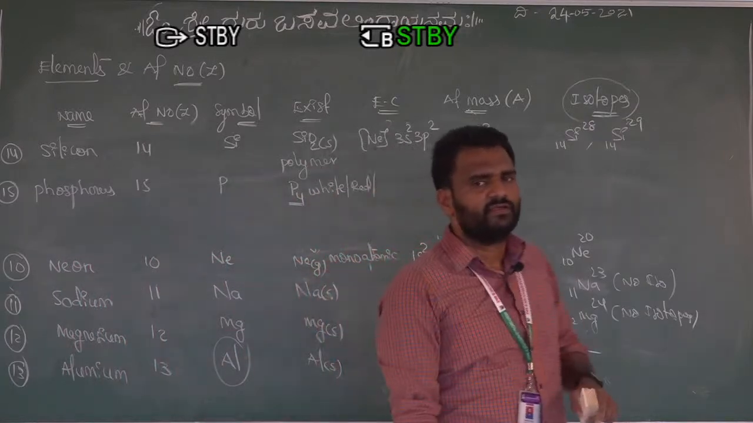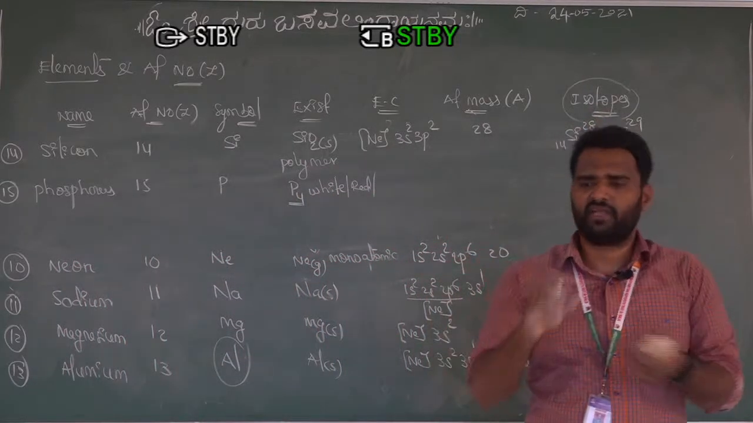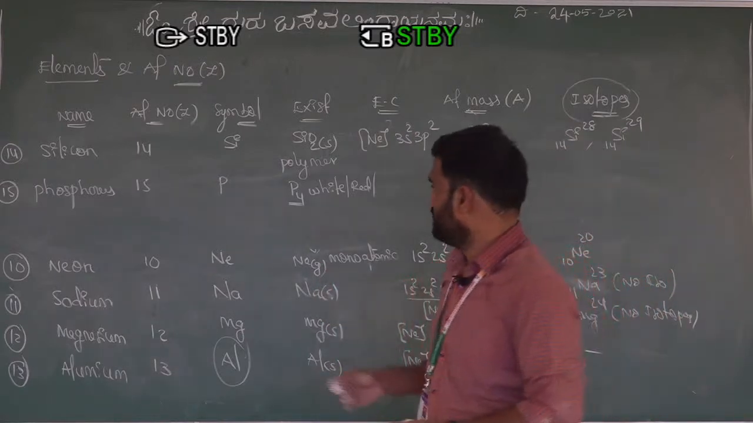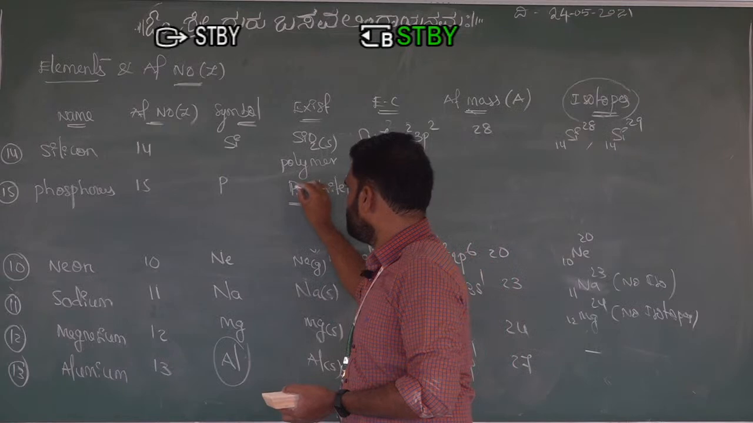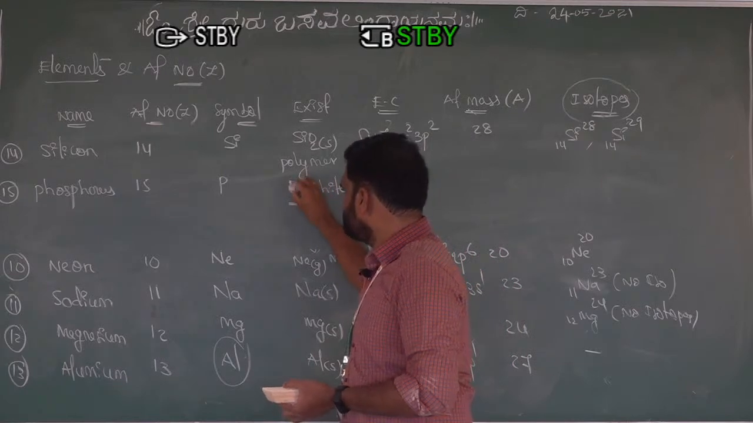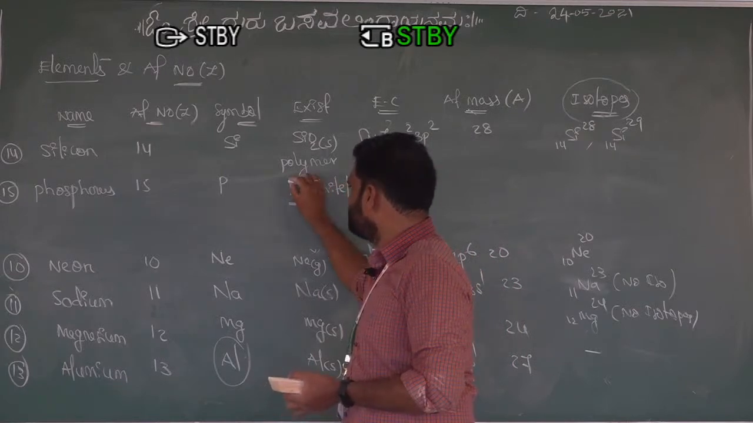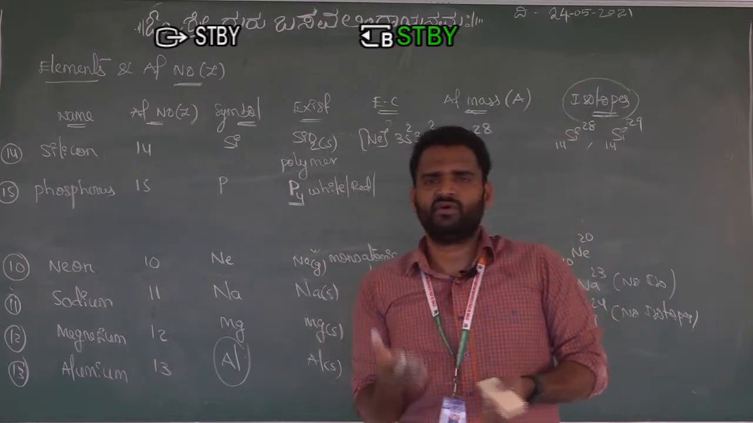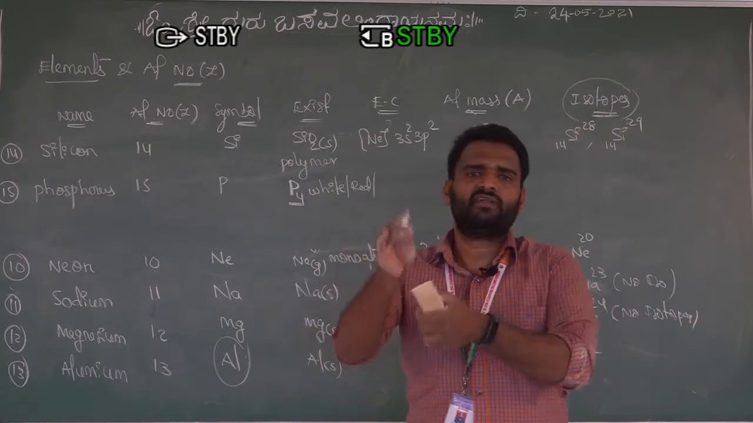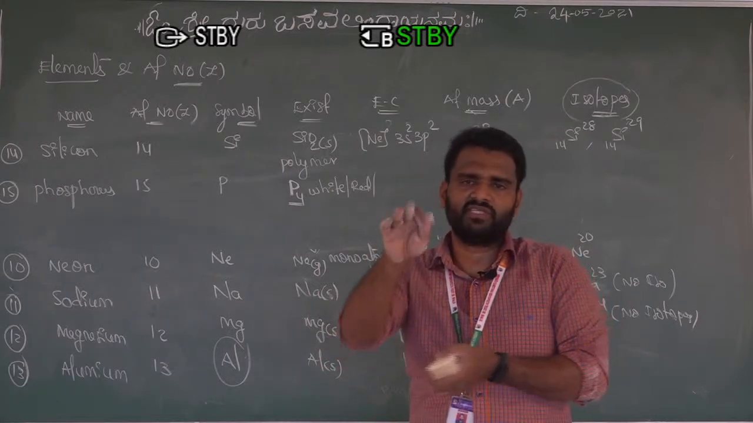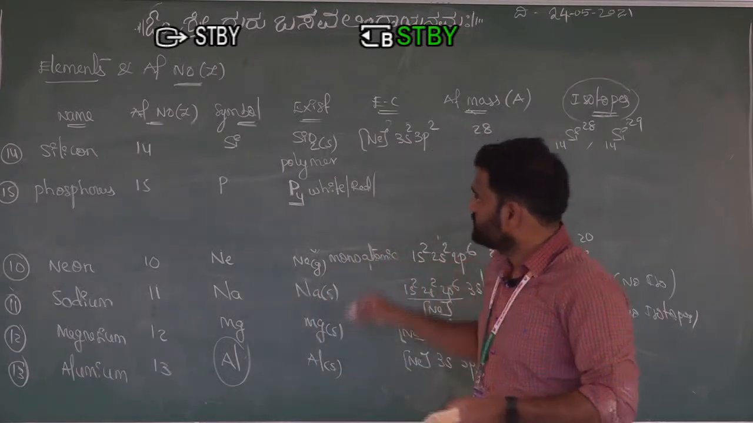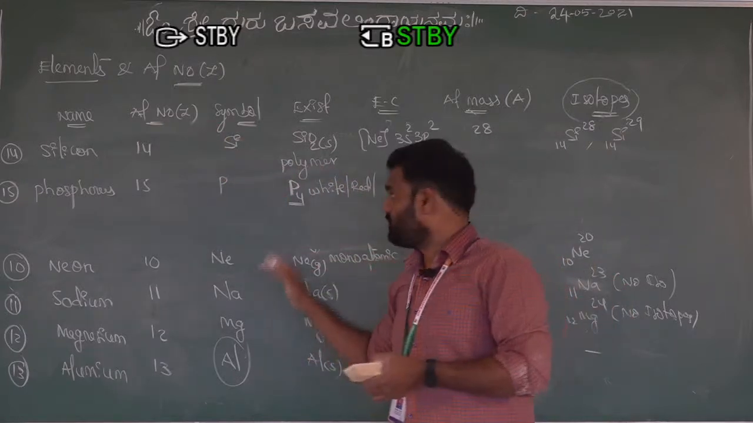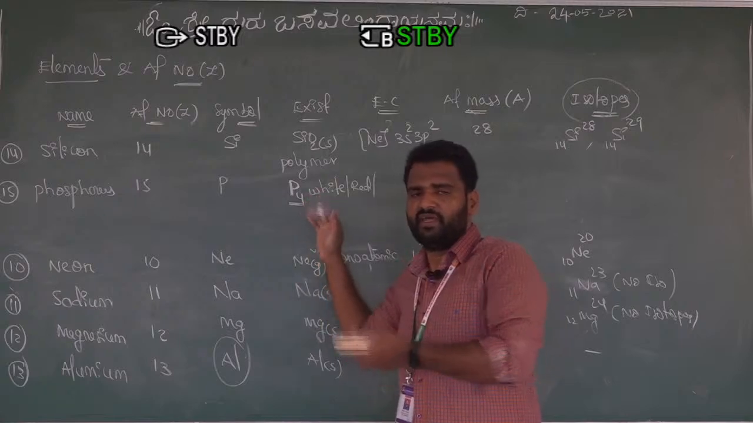White phosphorus is highly reactive. Easily it catches atmospheric oxygen and burns, giving fire. It will give a flame. Especially during night time in burial places, where dead bodies are deposited, sometimes you will see one type of fire, especially at midnight.